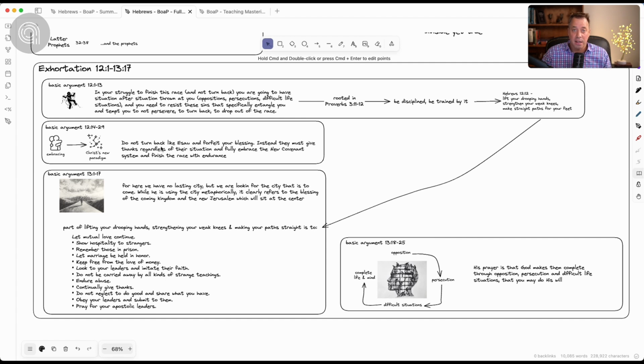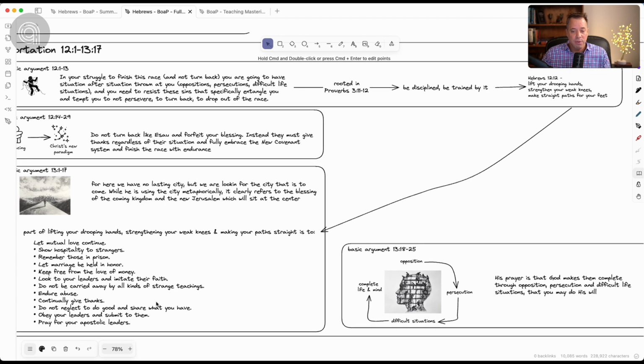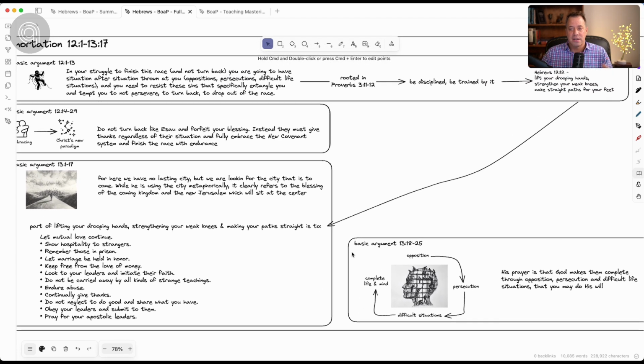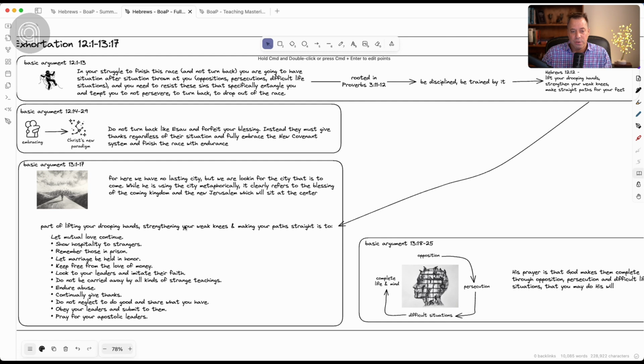Do not turn back like whom? Like Esau, and forfeit your blessing that's coming for you. Instead, you must give thanks regardless of your situation and fully embrace this new covenant system and finish this race. And then he goes into 13:1 through 17. He really begins to answer how to not have drooping hands, to strengthen your weak knees, to make straight paths for your feet. He goes into how you're supposed to do that.